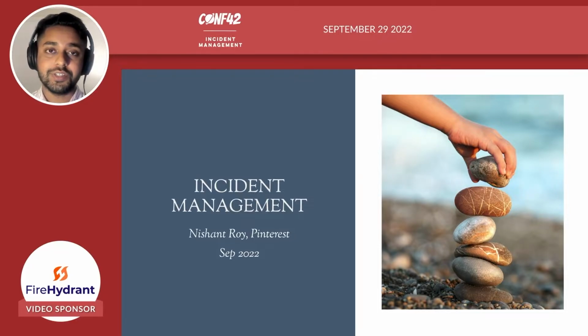So after this session, you should have a good idea of how to run an effective incident management process within your team or company, how to minimize the impact to your users or customers, and finally, how to continue to learn and improve from past experiences.